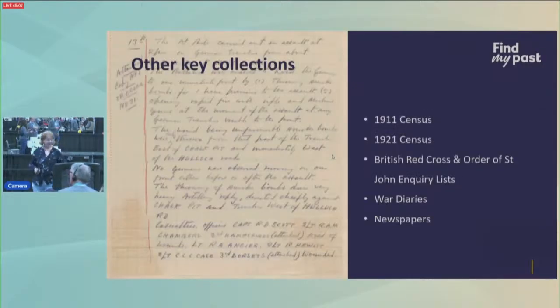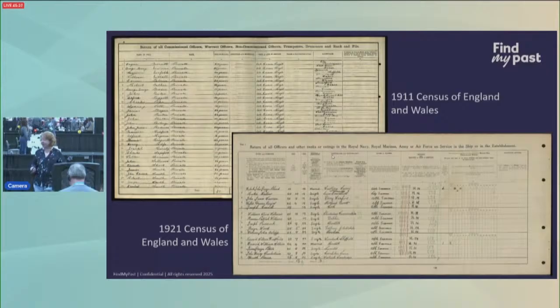Other key collections that you want to look at. The 1911 census, we already mentioned a little bit. But we also want to think about the 1921 census, which of course covers the family after the war. We want to think about the British Red Cross and Order of the St. John Inquiry List, war diaries, and newspapers. Those are all super important. So from the census perspective, the military, of course, is documented and enumerated in the census collection. So 1911 at the top, 1921 at the bottom.